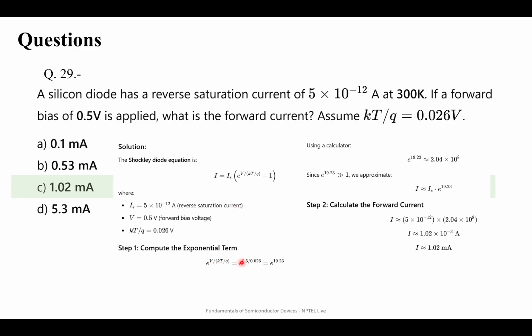So you calculate this, e power 0.5 by 0.026, which comes approximately 2 into 10 raised to power 8, and then you have to subtract 1, but it is much greater than 1, so you can approximately remove the 1, and then you multiply it with your saturation current, which is 5 into 10 to the power minus 12, and when you multiply it you get 1.02 milliamperes.